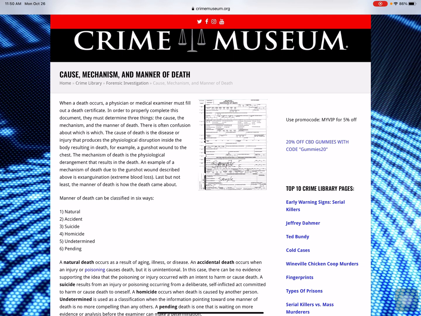So something biological causes a death. And then secondly, an accident. Third, suicide. Fourth, homicide. And sometimes when the medical examiner is trying to determine one of these 4, it can be difficult to put it into one category.